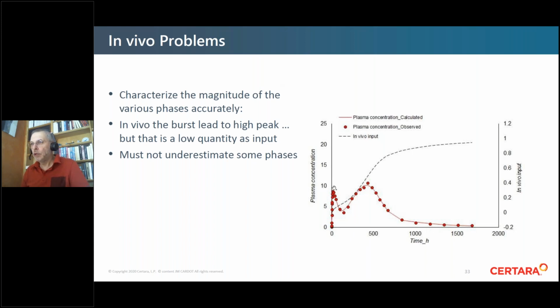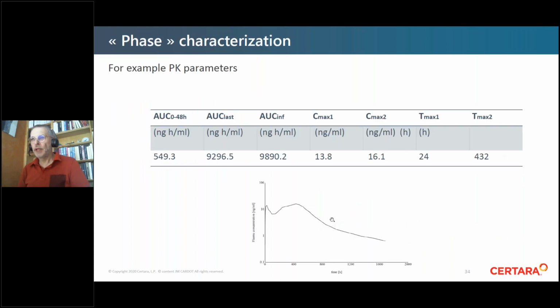And you have here 2 peaks. That means a certain burst and then a second peak. And you had the in vivo input, which was here, the dotted line. What can you do? You can try in this case to see if you can modelize it and then use it later on to predict everything. So you have a lot of parameters. You have the AUC up to the time 48 hours. You have the AUC last, the AUC infinity, and the Cmax and Tmax values.